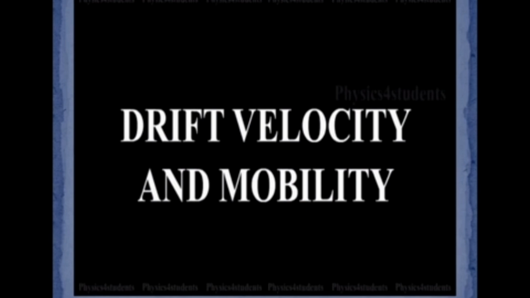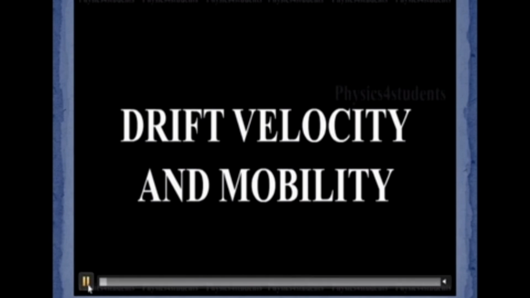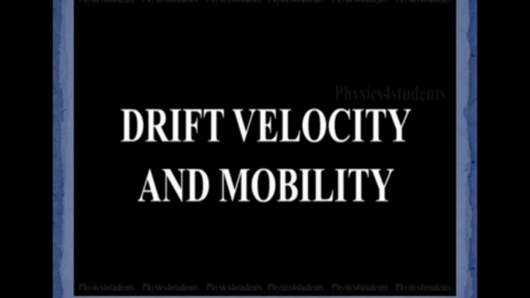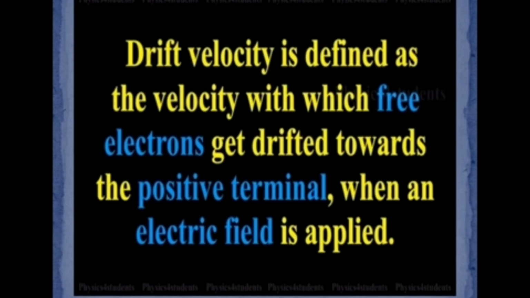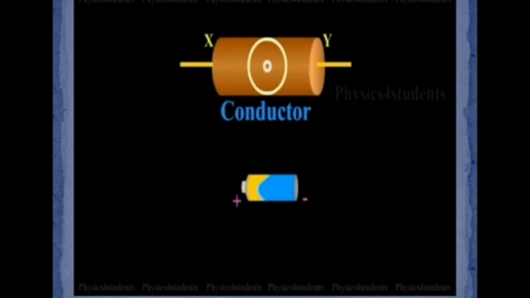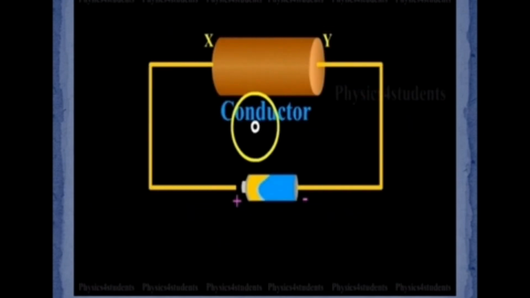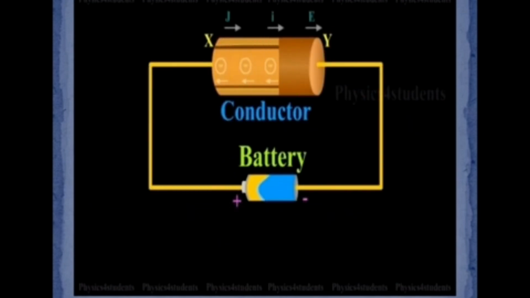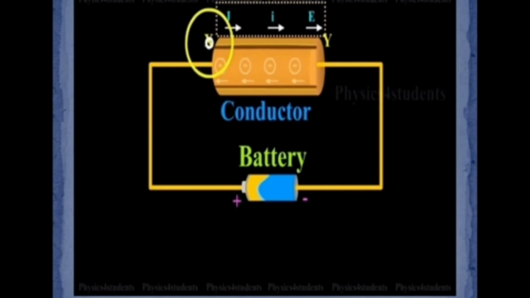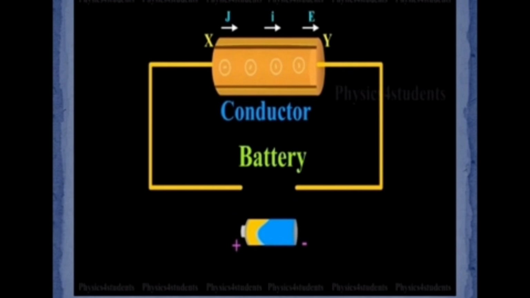So here we will look at drift velocity and mobility. Drift velocity is defined as the velocity with which free electrons get drifted towards the positive terminal when an electric field is applied. So electric field apply பண்ணதுக்கு அப்புறம் என்ன ஆகும், drift towards the positive terminal. You can see the battery's positive and negative terminals connected. The electrons are moving from the negative terminal to the positive terminal.